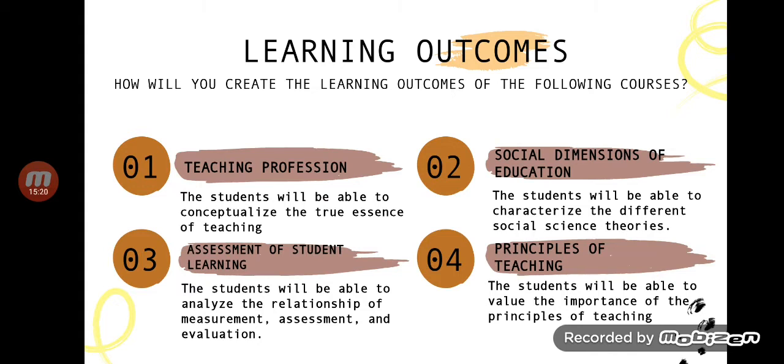In the principles of teaching, when we talk about a value, automatically it is on the part of the affective domain. But when you are thinking of the physical skills, the manual, now you are dealing with psychomotor skills. So these are the examples of the learning outcomes for the following courses.